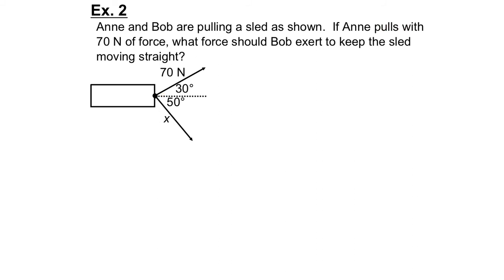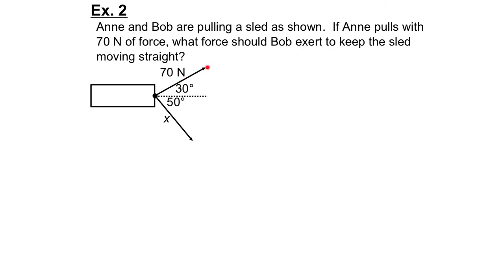Anne is pulling with 70 newtons of force, so she's pulling up at a 30-degree angle, and Bob is pulling down at a 50-degree angle the other way. What force should Bob exert? What magnitude of force should he exert going this way to keep the sled moving straight, along the dotted line here? The sled is moving straight.